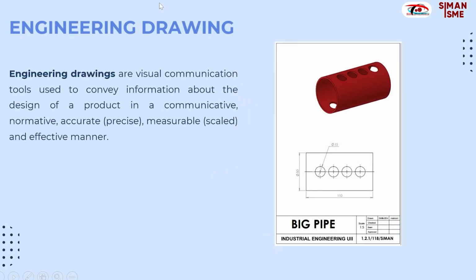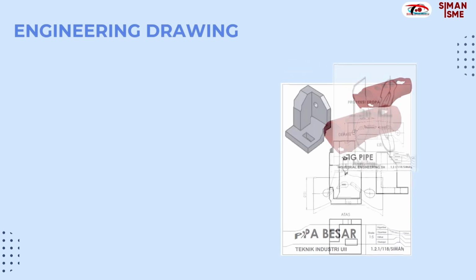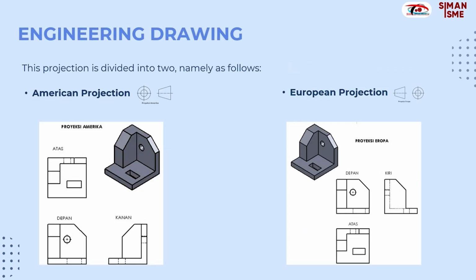Okay, next about engineering drawings. They are visual communication tools used to convey information about the design of a product in a communicative, normative, accurate, measurable, and effective manner. Next about engineering drawing, projection is divided into two. The first one is American projection and the second one is European projection.